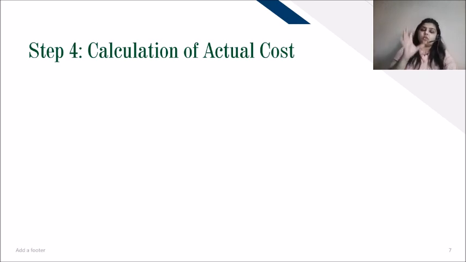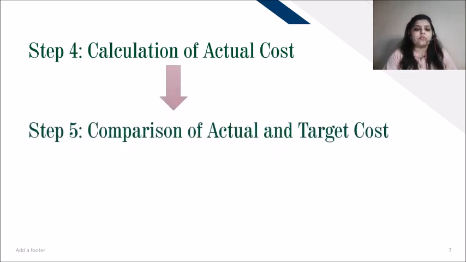So let us say my cost is rupees 1 lakh and I am going to make 10,000 packets. So what is my cost per unit or cost per packet? My cost per packet is rupees 10. After I reach the actual cost, what am I going to do? I'm going to compare the actual cost and the target cost. My actual cost is rupees 10 and my target cost is rupees 8.